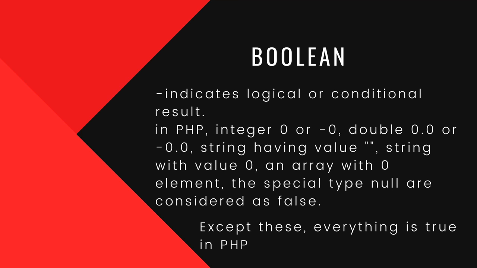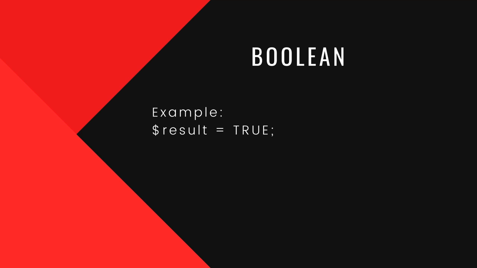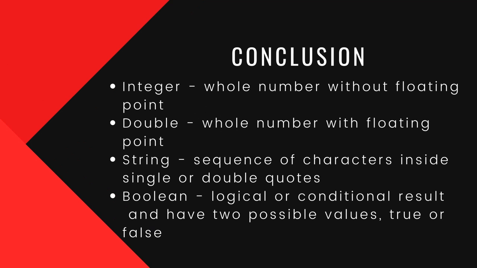Here I have a variable named result with value true. It means variable result is holding boolean data type. In conclusion, integer has a whole number without floating point, double has a number with floating points, string has a sequence of characters inside double or single quotes, and boolean has a logical result and contains two possible values, true or false.